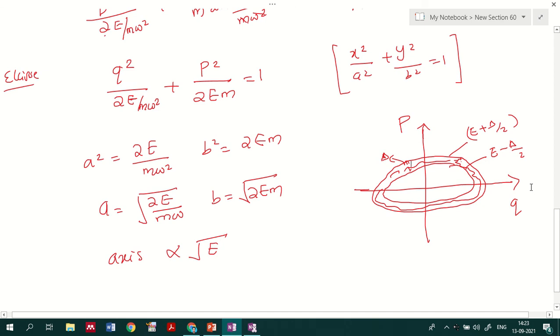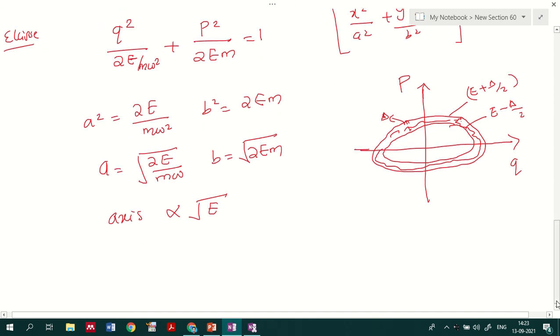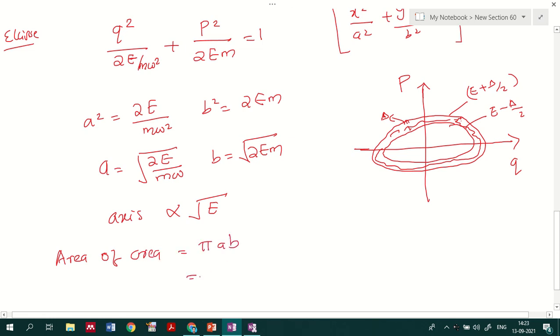Okay, so with that discussion let me go forward. When you consider the area of the ellipse, we know the area is pi a b. So what is a? a is root 2E by m omega square, into 2 root Em. Okay, sorry.